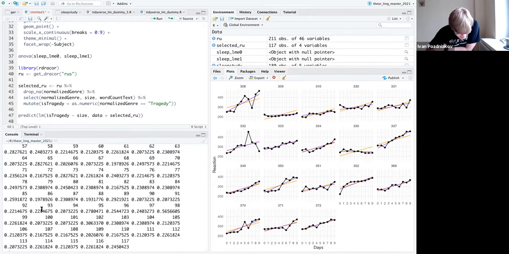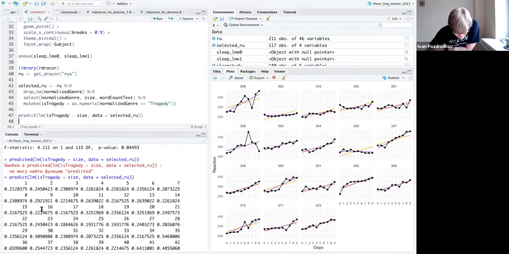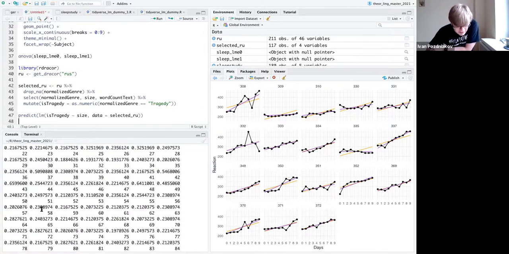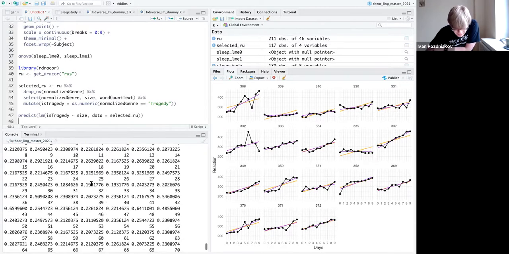Well, in this case, actually, it seems pretty much okay, but in many cases, you'll get some values that are outside of the range from 0 to 1. So you can think that that's something like probabilities here, but it's not, it's wrong. These values are not probabilities.